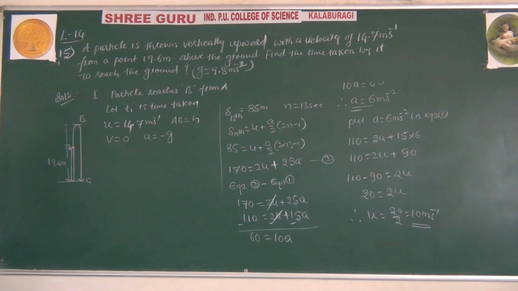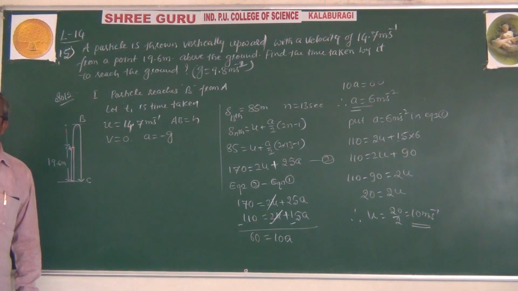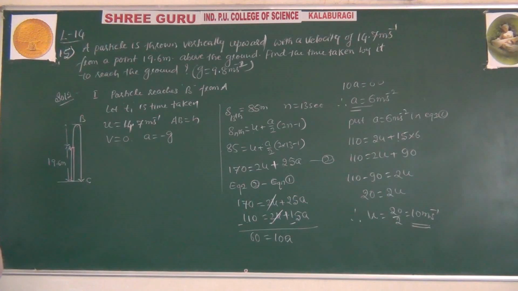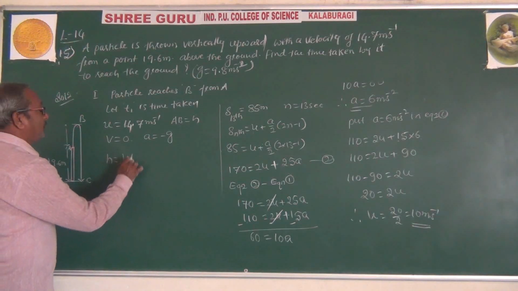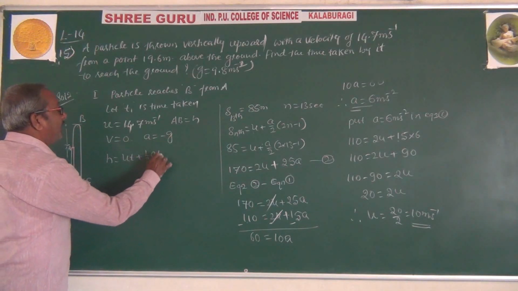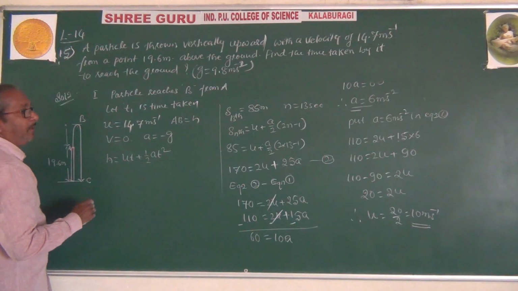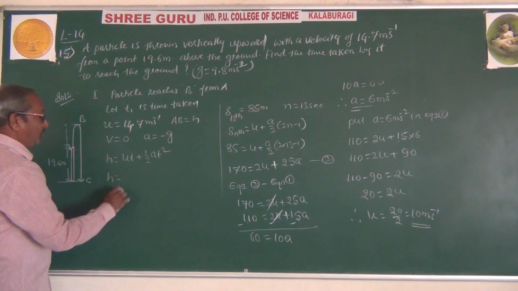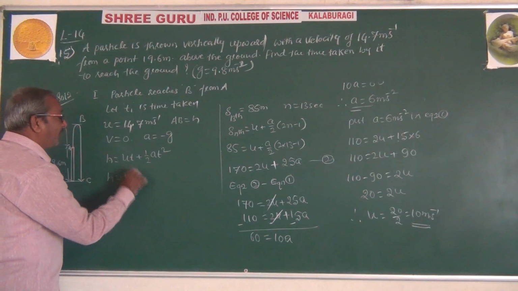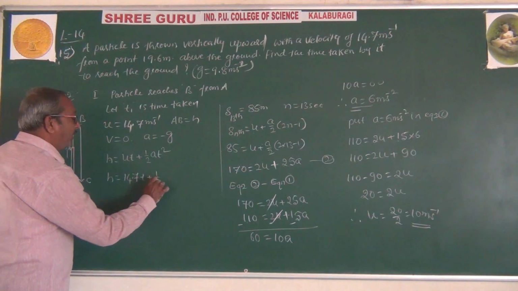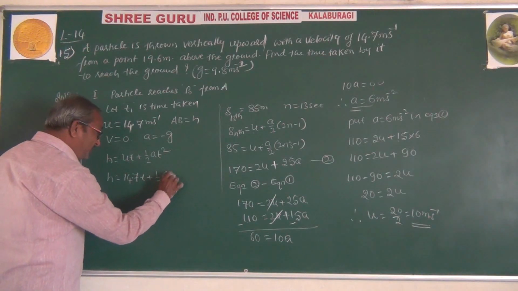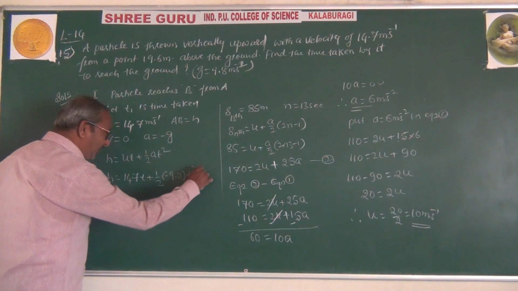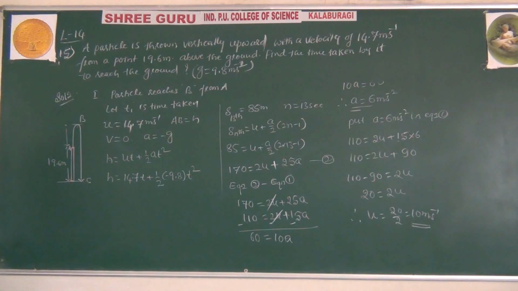Otherwise, you can use s equal to ut plus half at square. S equal to h equal to ut plus half at square. What is the value of h here? We don't know, that is h. u is 14.7, t, plus 1 by 2, a is minus 9.8, into t square. Both t and h are unknown, and if both are unknown, it is difficult to find out.